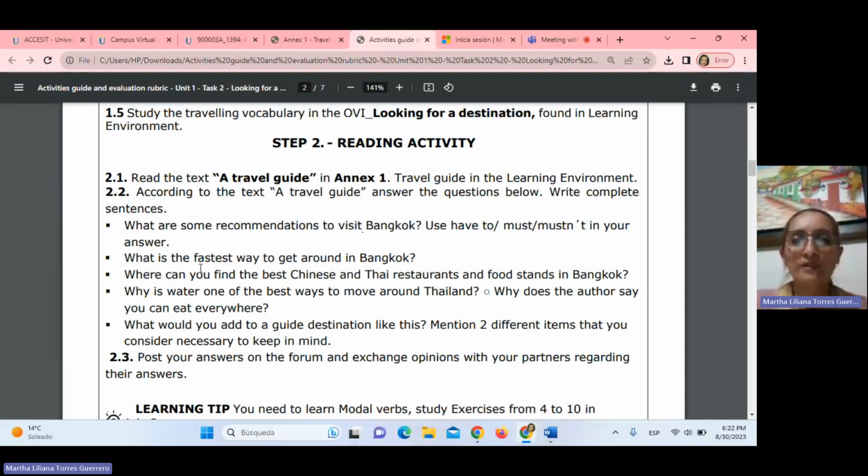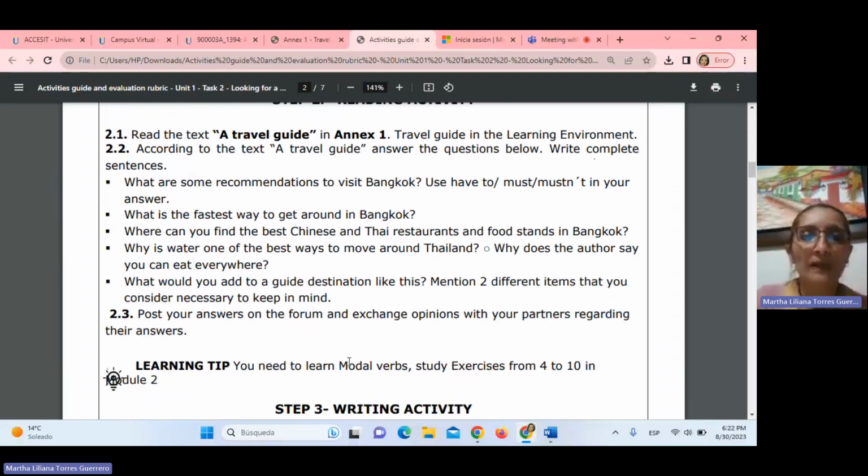But something that is very important is you must write complete sentences. Complete sentences means subject, verb, complement. So this is the part that will be evaluated in this step.